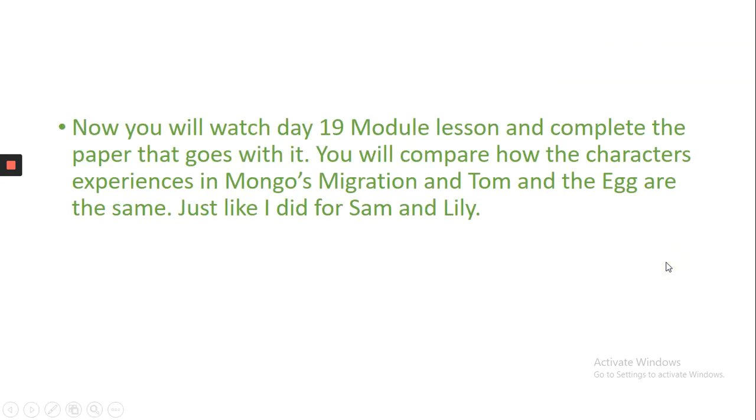So now on your own, I need you to watch day 19 module lesson and complete the paper in your packet that also says day 19 that will match the lesson. You need to compare the characters' experiences in Mongo's Migration and Tom and the Egg. And you need to tell me how they are the same. So you need to pick out a detail of how they're the same, draw a picture just like I had a picture, and then write a sentence using the details from the story to match your picture of how their experiences are the same, just like I did for Sam and Lily.